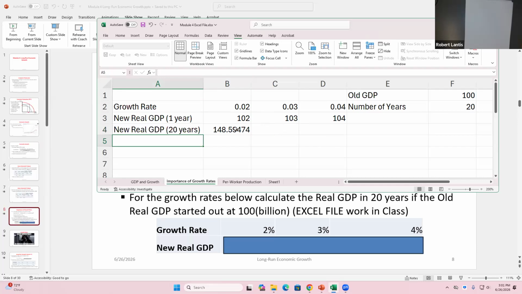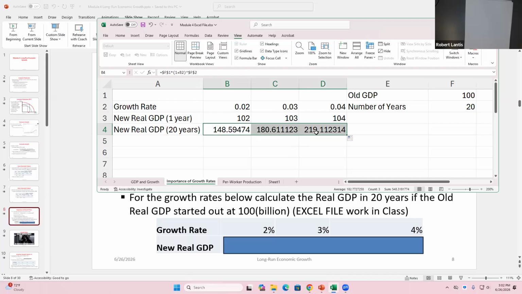And then as growth rates increase, notice what starts to happen. Well, a 1% increase in growth doesn't just cause real GDP to go up by 1 or 1 times 20, right? Because if I had 20 years, it goes up by 1 every year. We might think it goes from 148 to 168. But in fact, it goes all the way up to 180. And if we keep on going, now it goes up to 219. So even that same change in the growth rate produces significantly different real GDPs.